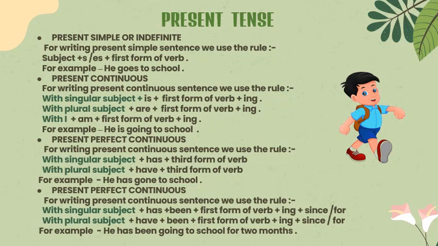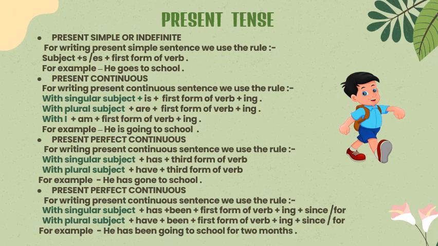Present tense. Present simple or indefinite. For writing present simple tense, we use the rule: with the singular subject, we use s or es with the first form of verb. For example, he goes to school. But with the plural subject, we use subject plus first form of verb. For example, they go to school.